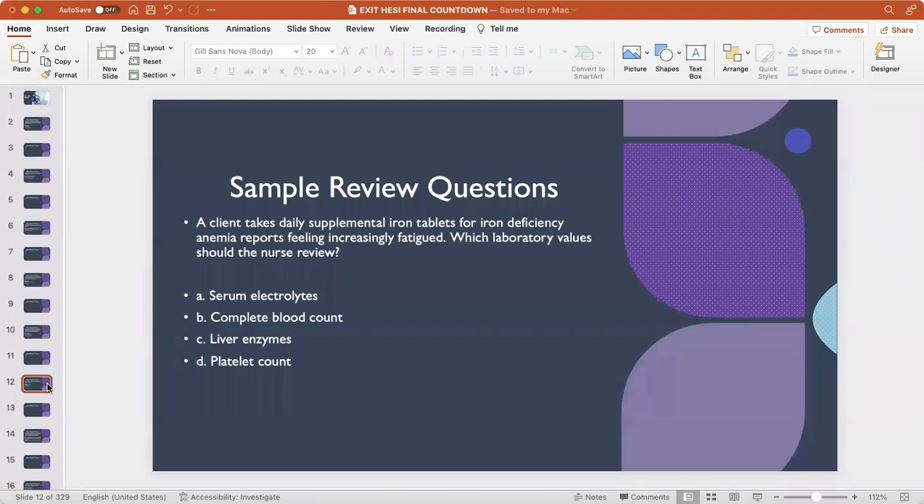A client takes daily supplemental iron tablets for iron deficiency anemia, reports feeling increasingly fatigued. Which laboratory values should the nurse review? Should we review A, serum electrolytes, B, CBC or complete blood count, C, liver enzymes, or D, platelet count?